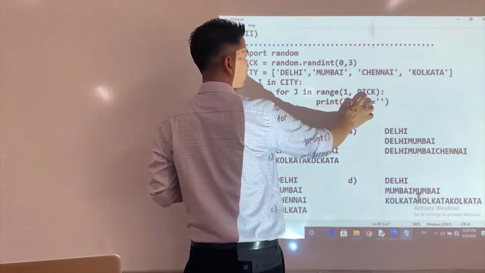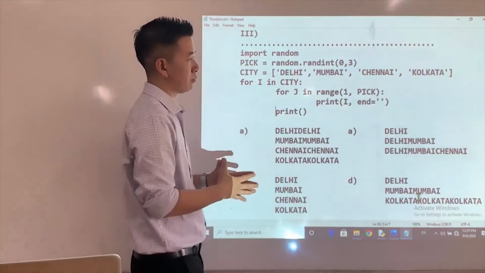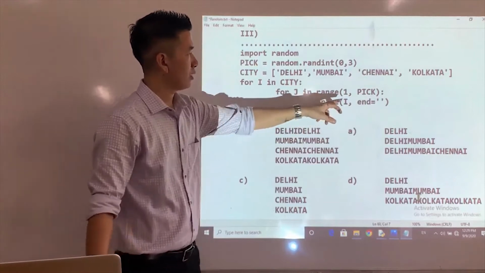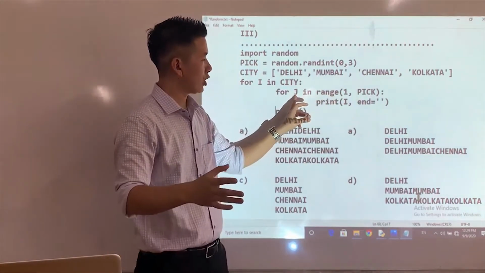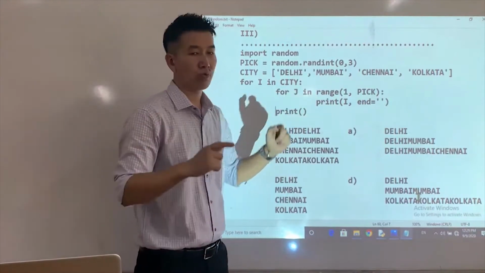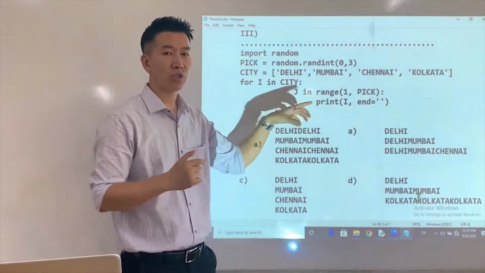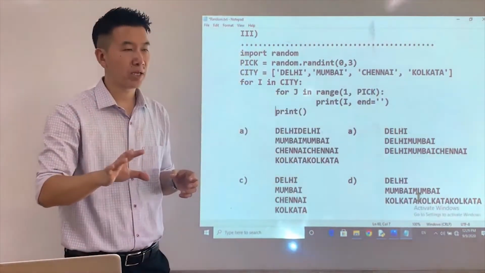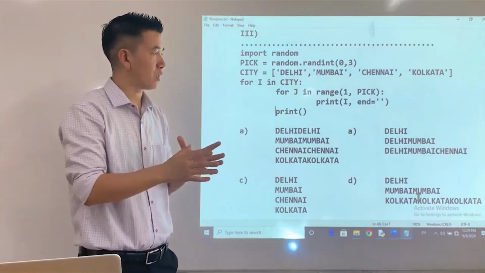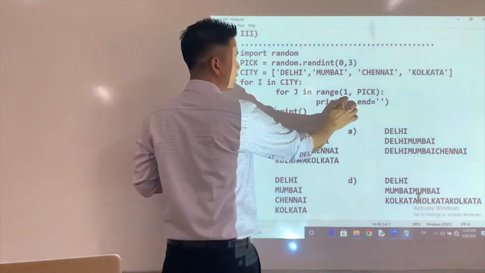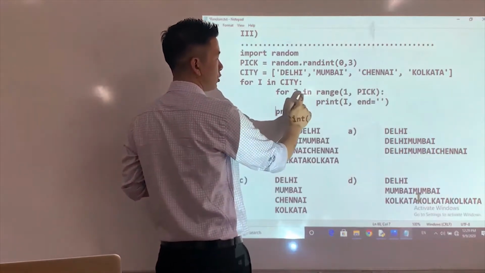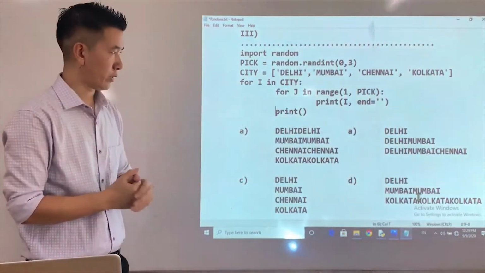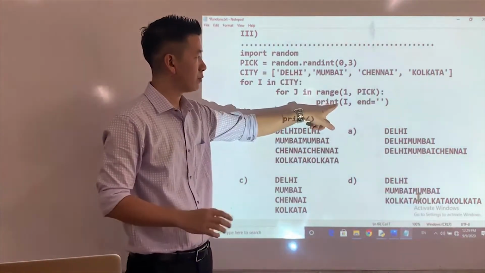So if the value of pick is 2, let's check what could be the possible value, right? If the value of pick is 2, then the value of j will be 1. The inner loop will run just once if the value of pick is 2. Now, there are only 2 possible values for pick. It could be 2 or it could be 3. Let's start with the value of pick as 2. 1 to 2, right? For j, the value of j will be 1. Print I. Remember, the value of I is Delhi. Okay? For I in city, so Delhi will be printed.